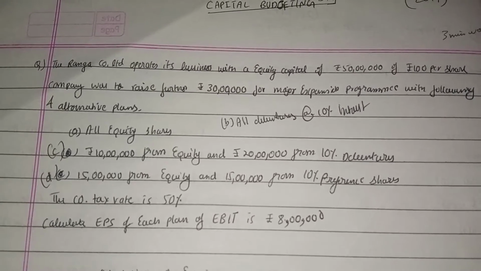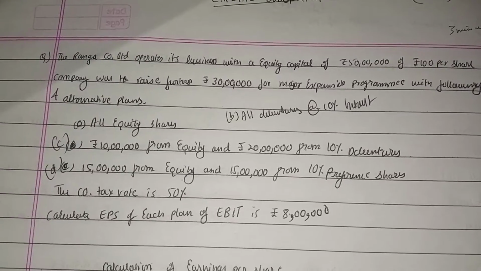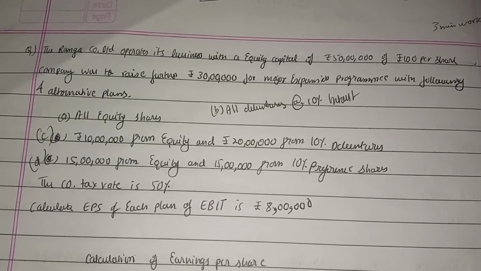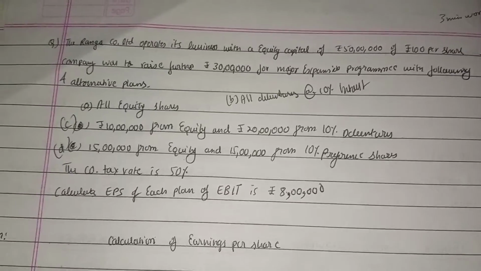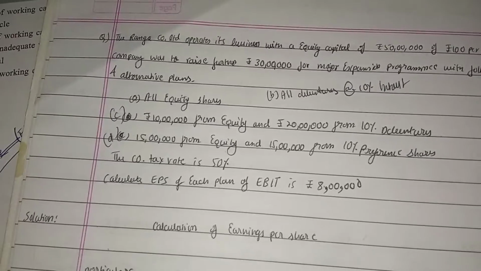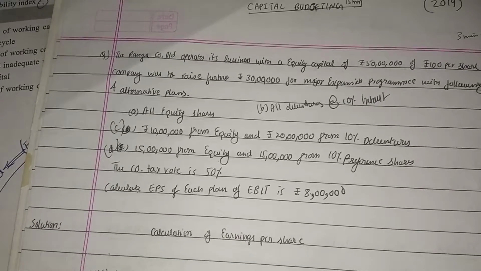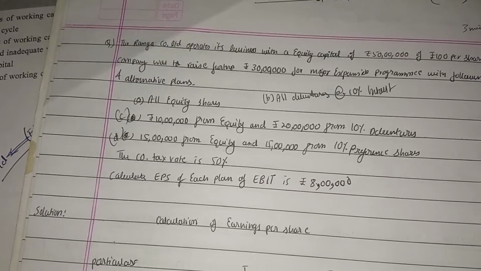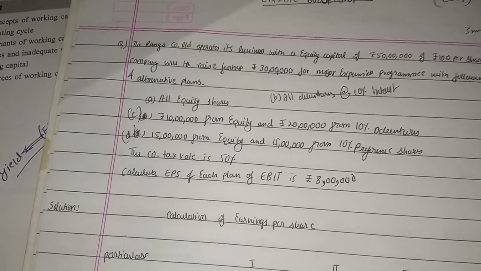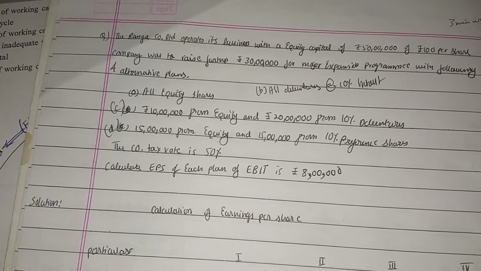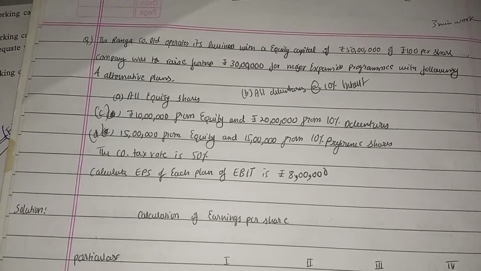B. All debentures at 10% interest. C. 10 lakh from equity and 20 lakh from 10% debentures. D. 15 lakh from equity and 15 lakh from 10% preference. The corporate tax or normal tax is considered to be 50%. Calculate EPS of each plan if EBIT is 8 lakh.